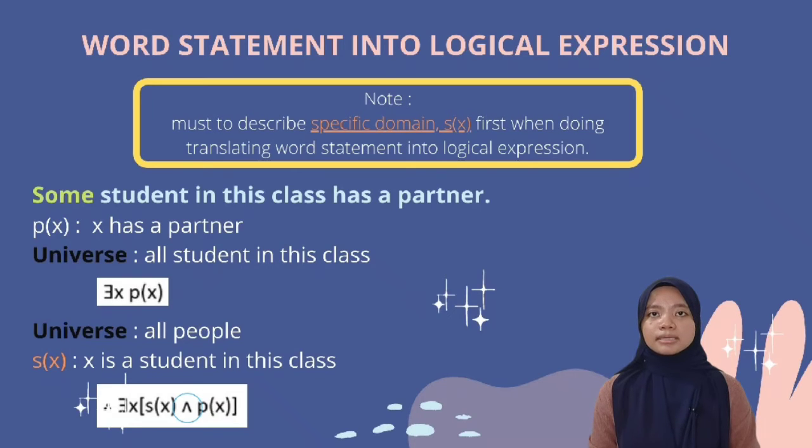Third step, determine the specific domain. As x is a student in this class. Lastly, write it into a logical expression as there exists x, open bracket, S(x) and P(x), close bracket. Make sure to declare the specific domain first after there exists x.